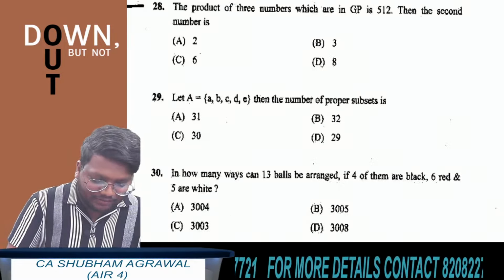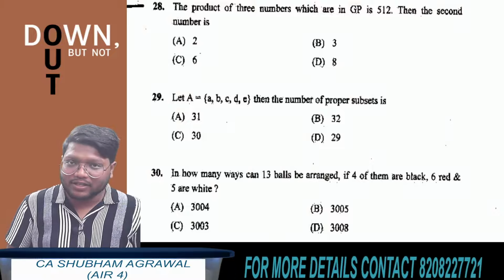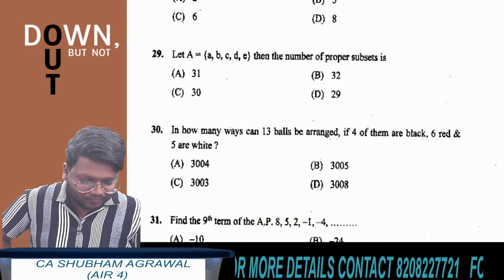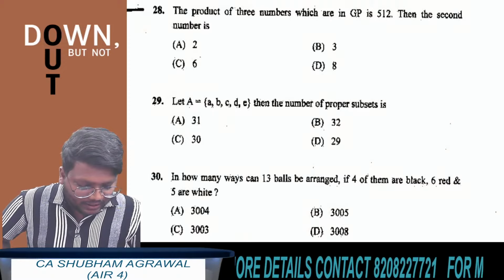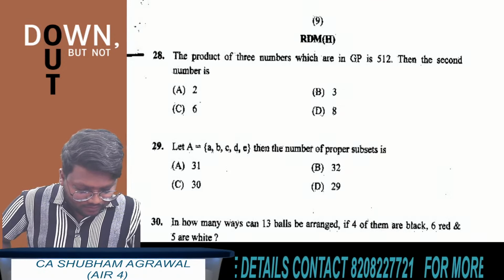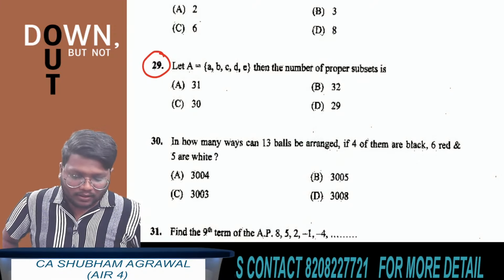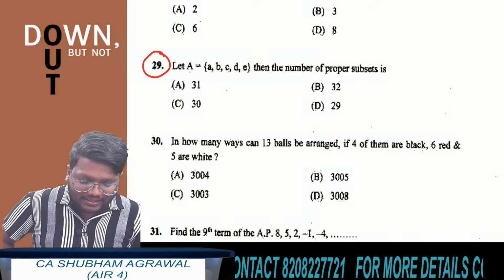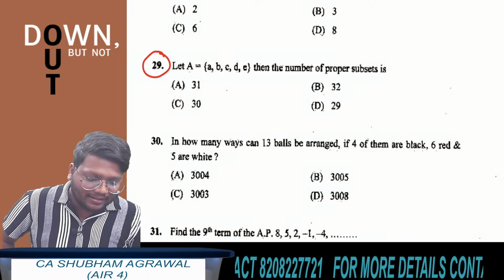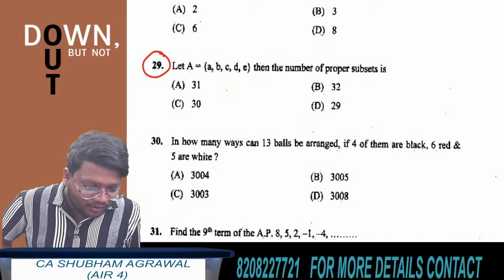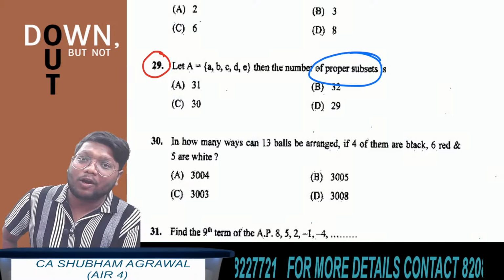Now we are starting with sets, relations and functions questions. In this paper, read this question number 29. This question is from sets. Set A contains the elements a, b, c, d and e. Then the number of proper subsets is. You have to find the number of proper subsets.